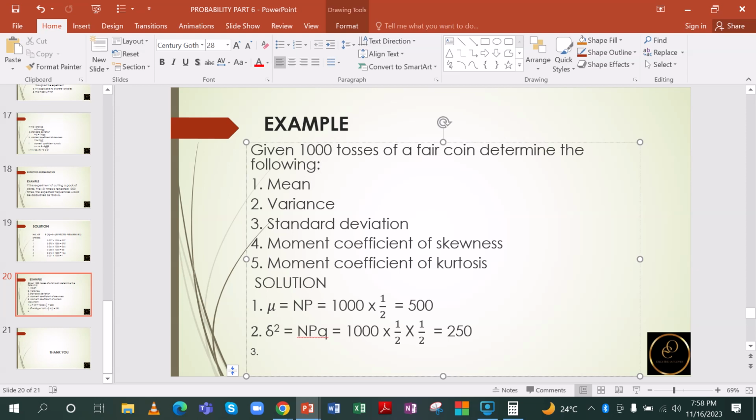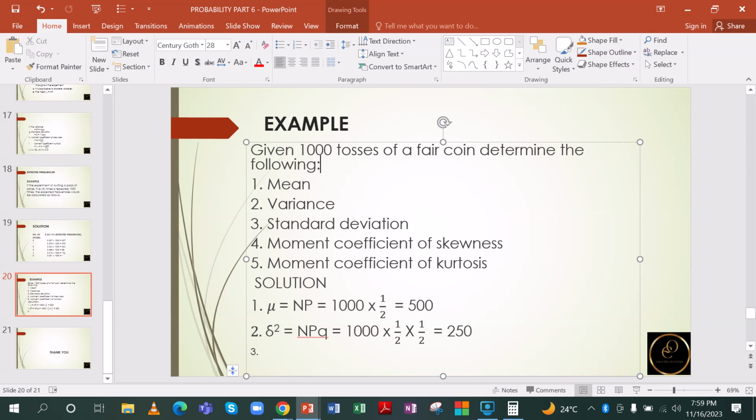So we have n is 1,000. The probability of success, for instance, of a head is 1 out of 2. If you are trying to get a head, it will be 1 out of the possible outcomes, 2, which is head and tail. So to find the mean, you simply multiply n times p. So 1,000 is n times p, which is the probability of success, half, which is going to be 500. Meaning the mean in this case will be 500.